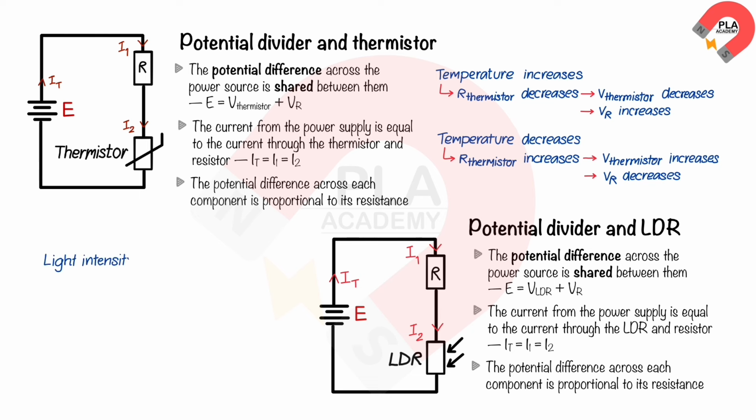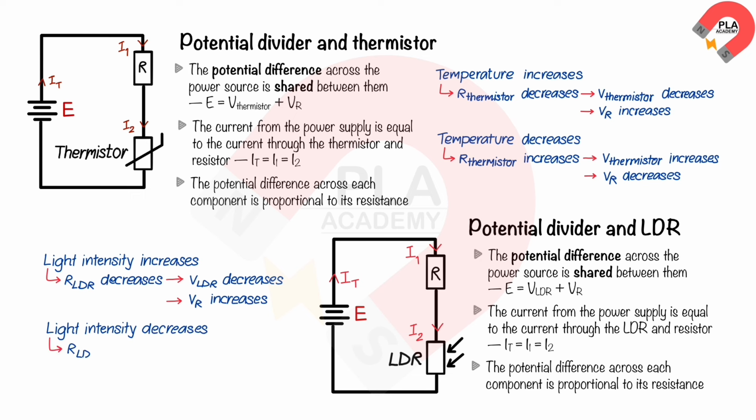When the light intensity increases, the resistance of the LDR decreases. The LDR will get a smaller share of the potential difference, whilst the other resistor will get a greater share. When the light intensity decreases, the resistance of the LDR increases. The LDR will get a greater share of the potential difference, whilst the other resistor will get a smaller share.